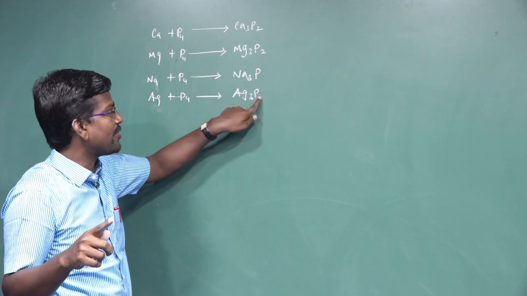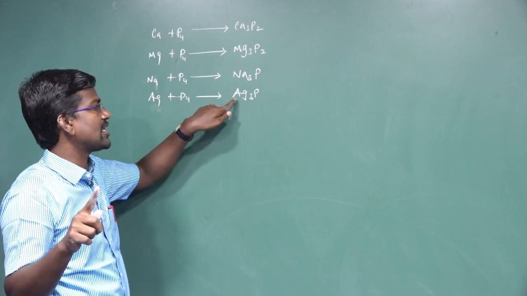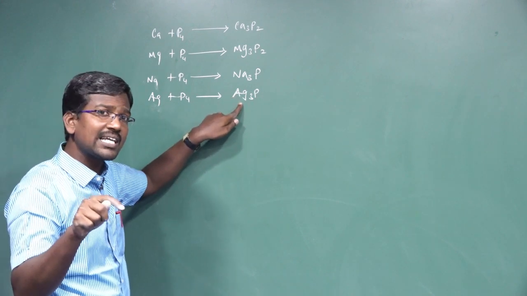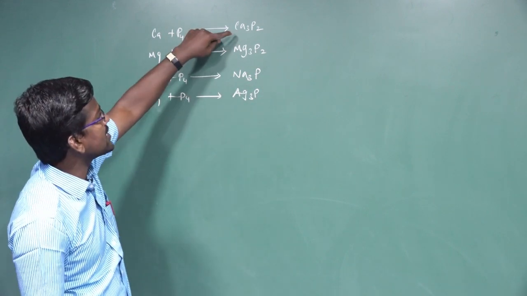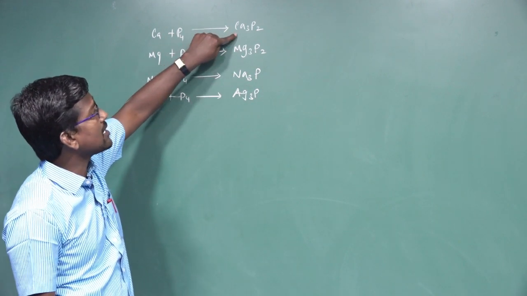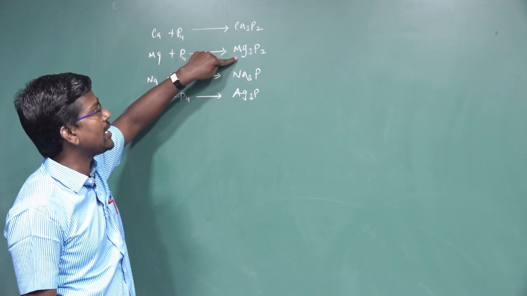Totally how many phosphorus in silver phosphide? Only 1 phosphorus. That's why the valency of silver is +1. How many silvers are there? 3 silver. So the valency of phosphorus is 3. What is the formula of calcium phosphide and magnesium phosphide? Calcium phosphide formula is Ca3P2. Magnesium phosphide formula is Mg3P2.